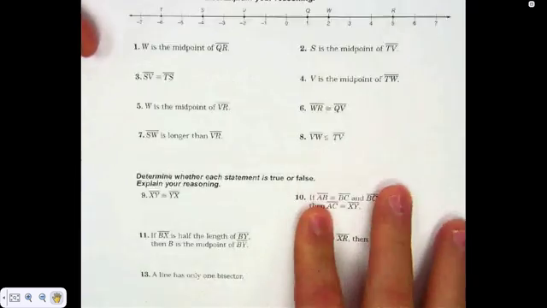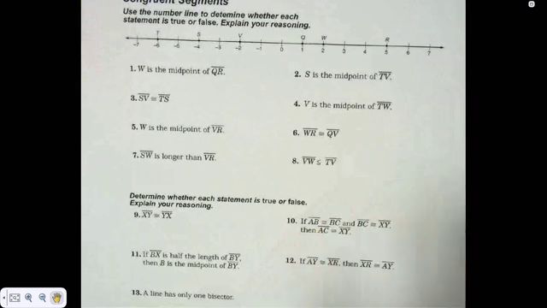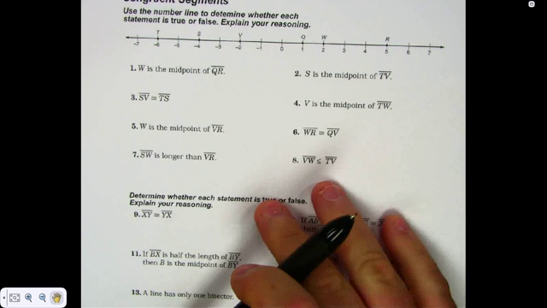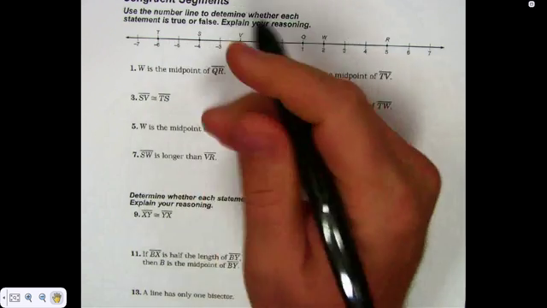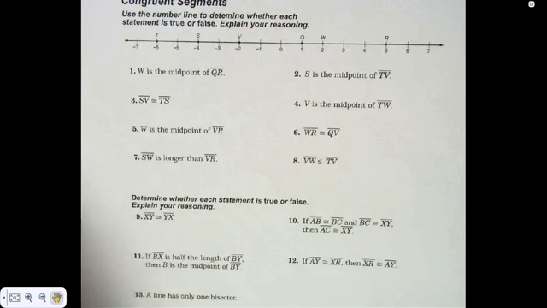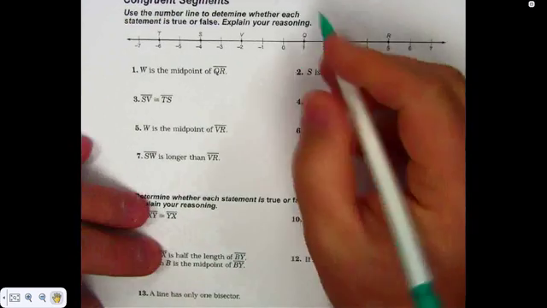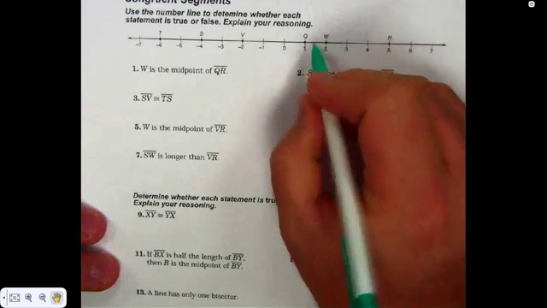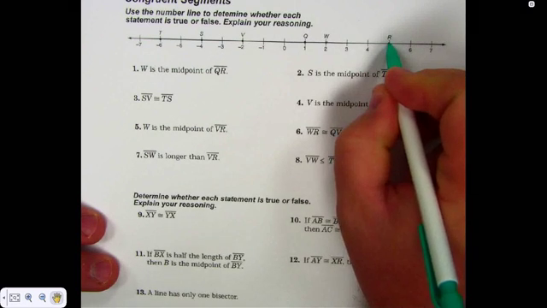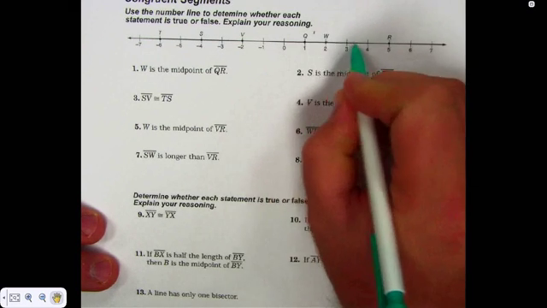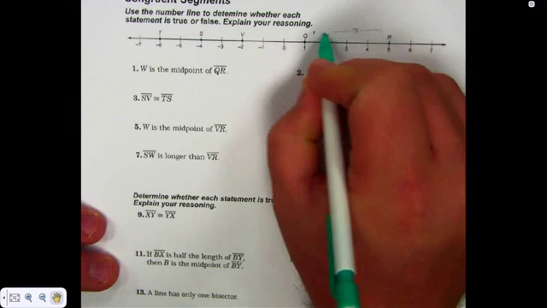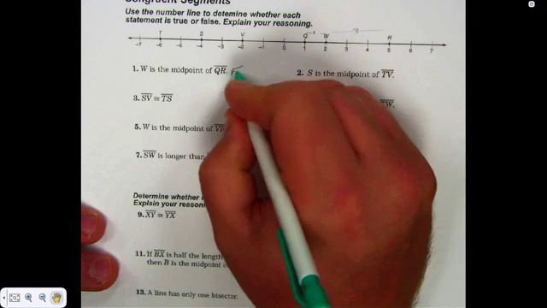Okay. Let's look at some of these. Use the number line to determine whether each one is true or false. It says that W is the midpoint of QR. So what they're saying from this picture is that W is right in the middle of Q and R. Is that possible? No. The distance here is 1, and here is 1, 2, 3. Obviously it's not in the middle, so that is false.